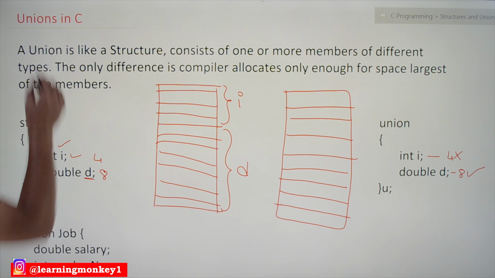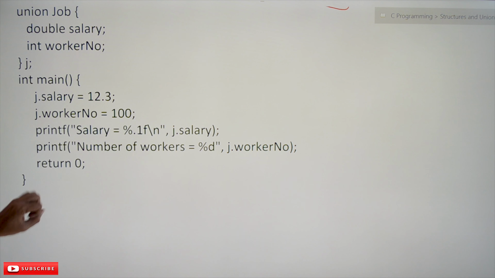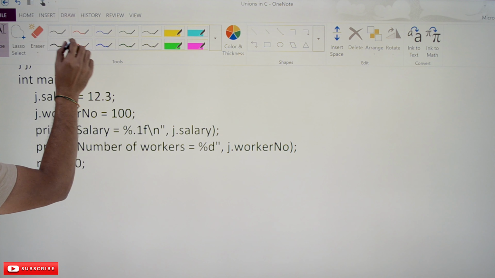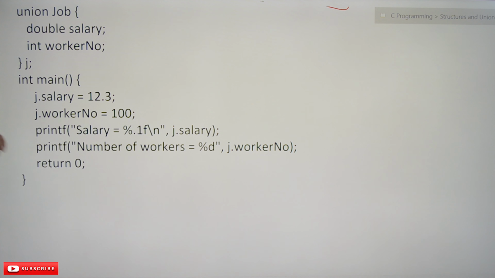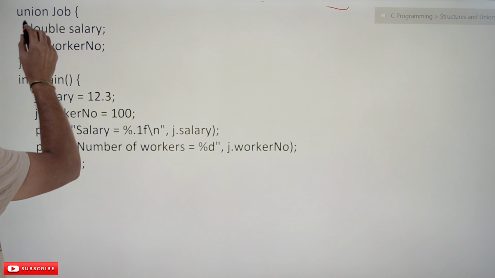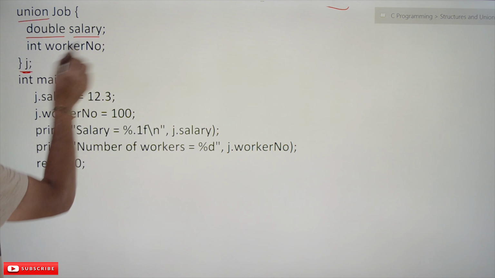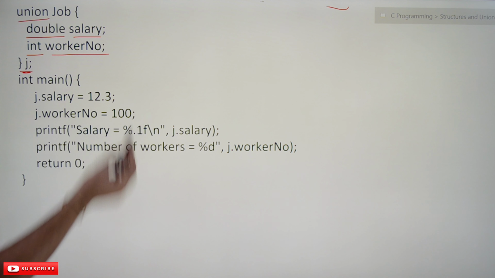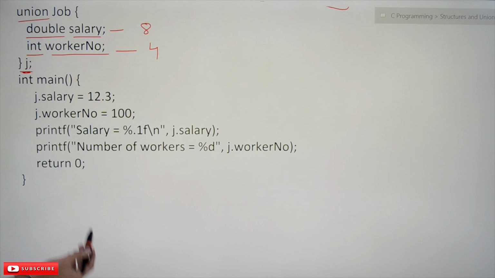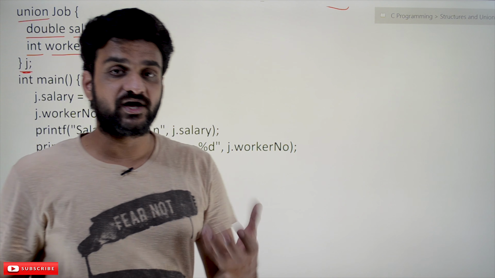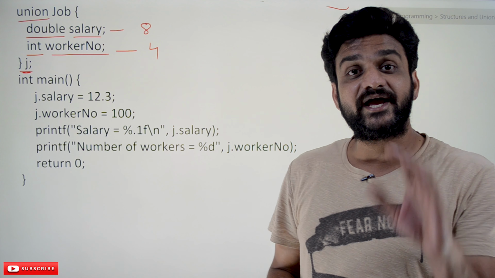Let's take another example and try to understand a bit more about unions. This is a programming example. Pause the video for a while and try to work out what output it is going to print. Here we have two members in the union, with the variable j: double salary and int worker number. Assume that double is 8 bytes and int is 4 bytes. How many bytes of space will get created for these two variables? It is going to create only 8 bytes of space.